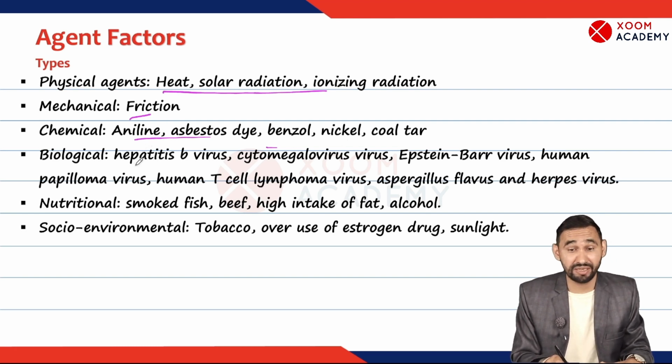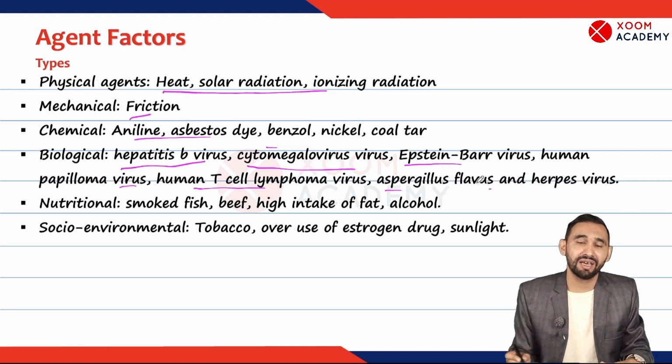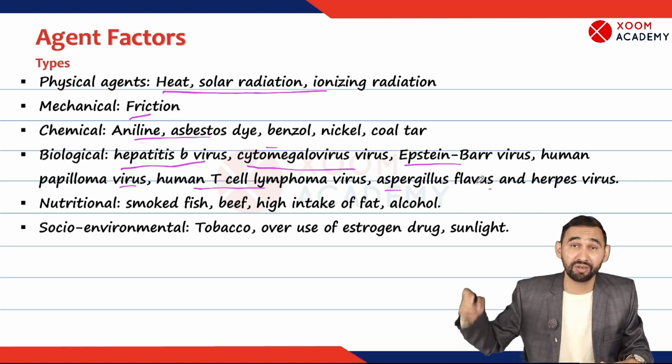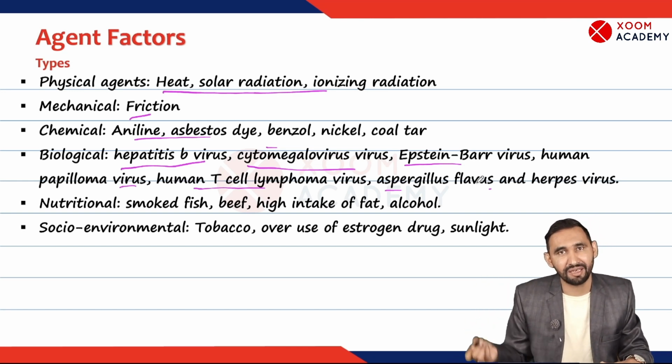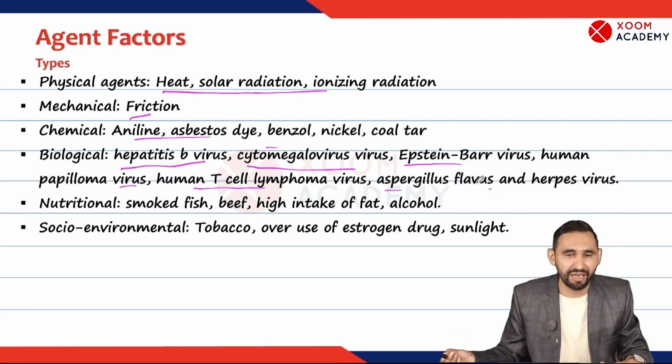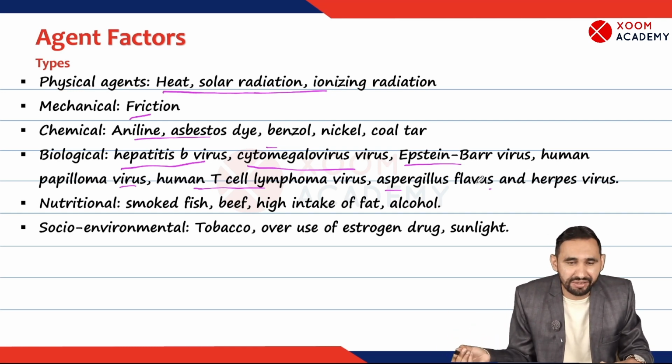There are biological factors. Hepatitis B virus causes liver cancer. There are cytomegalovirus, Epstein-Barr virus, human papilloma virus, T-cell lymphoma virus, and herpes virus. These viruses are carcinogenic. There is an important university question: which viruses are carcinogenic? Your answer should be hepatitis B virus, cytomegalovirus, Epstein-Barr virus, human papilloma virus, which causes cervical cancer, and herpes virus.